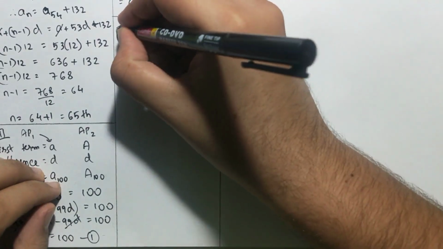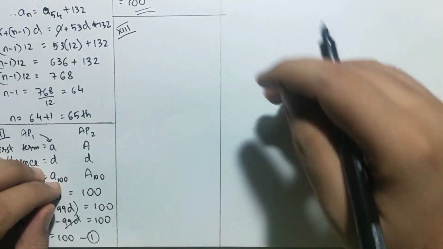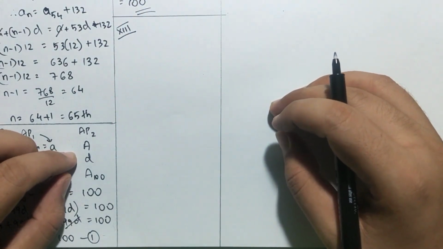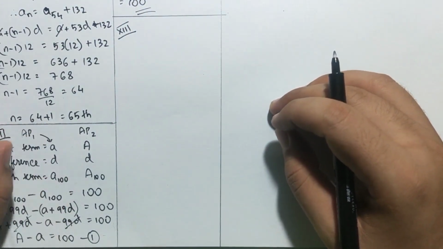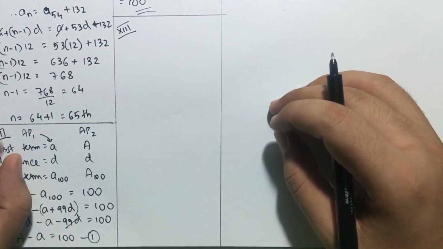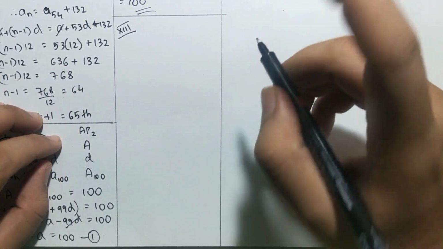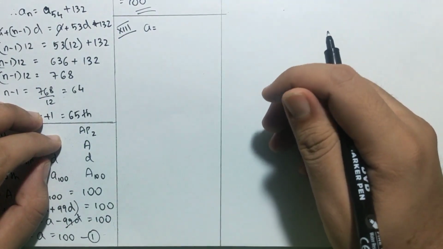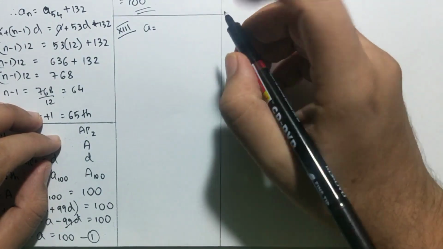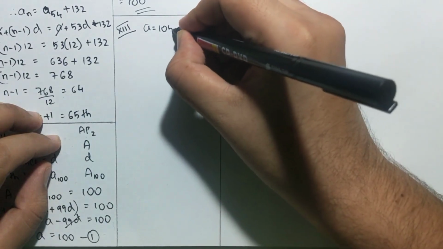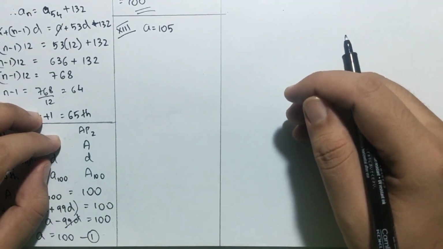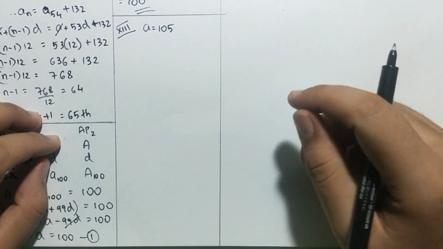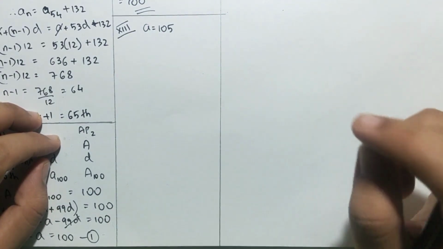13th question. How many 3-digit numbers are divisible by 7? So what is the first 3-digit number which is divisible by 7? The first 3-digit number is 105. Okay, so the first 3-digit number which is divisible by 7 is 105.